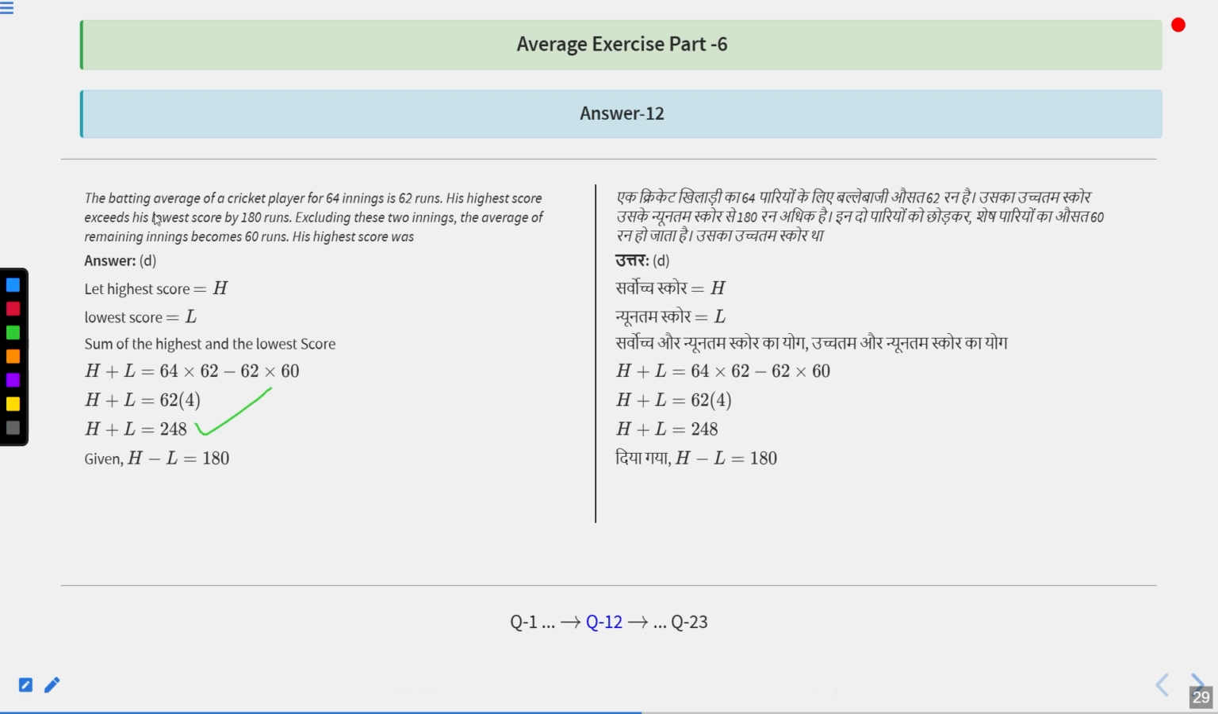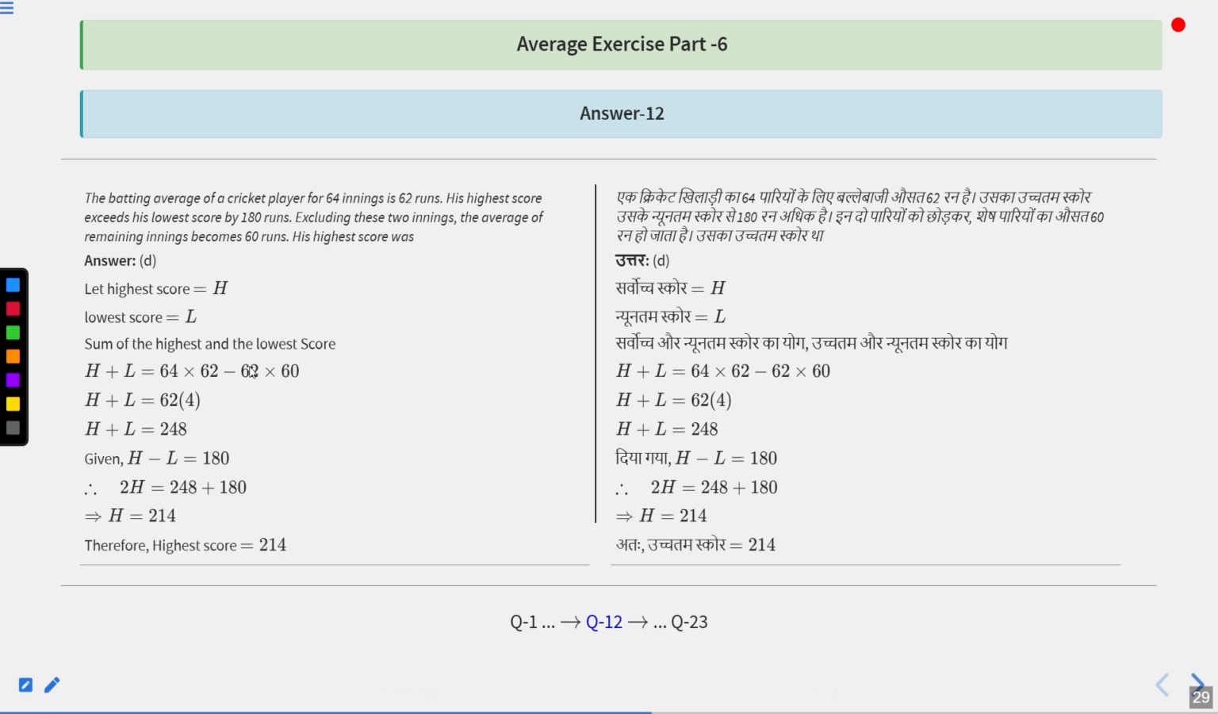Now, the question says that the difference between the highest and lowest score is 180. So H minus L is 180. We can calculate from these two equations, H plus L, which is 248, and H minus L, which is 180. So we get the value of H, which is 214. So the highest score is 214.